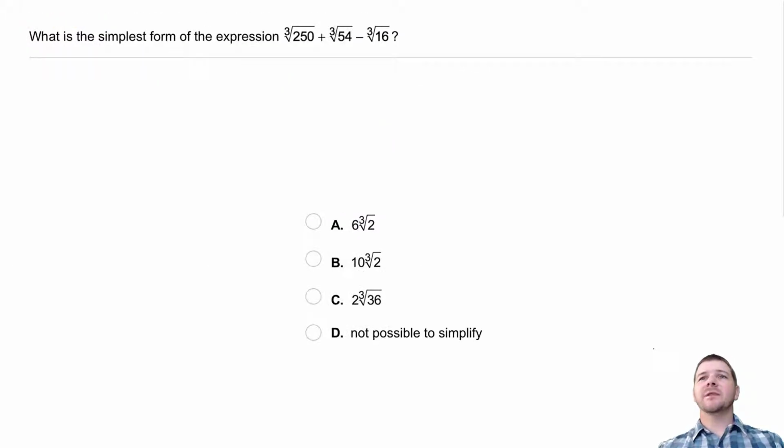Your turn. What is the simplest form of the expression, the cube root of 250 plus the cube root of 54 minus the cube root of 16?